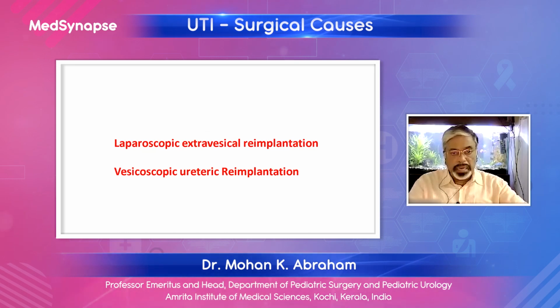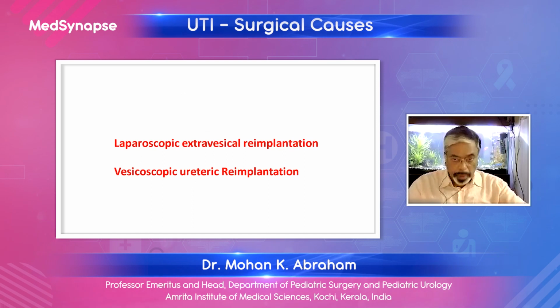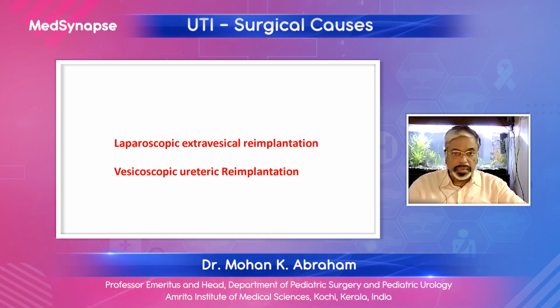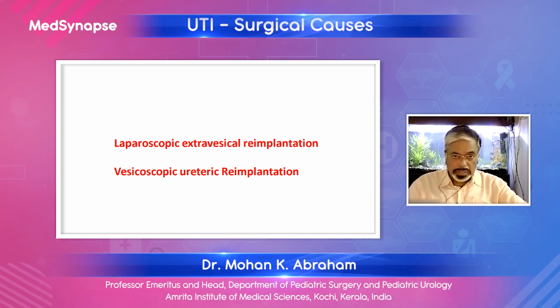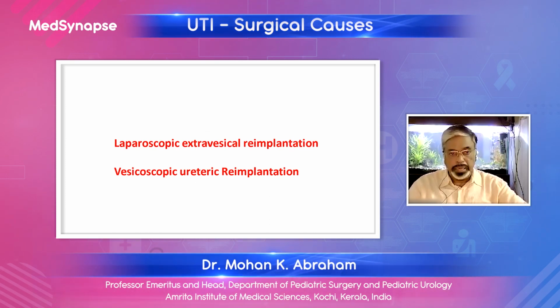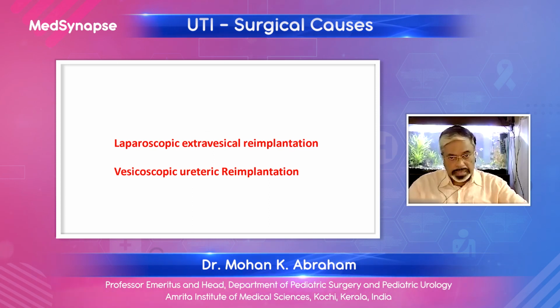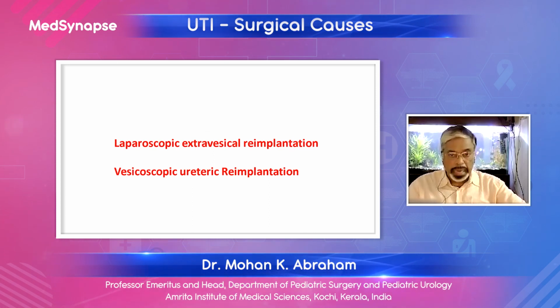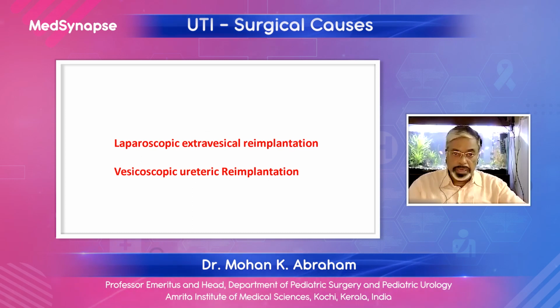Operatively, you can do a laparoscopic extravesical reimplantation. Here, the surgery is done from outside the bladder. You divide the detrusor, make a tunnel, and bury the ureter inside. But the problem here is nerve injury, because the nerve plexus that controls the bladder function is at the vesicoureteric junction. So when you are operating in that area, there's a possibility of creating a neurogenic bladder. So laparoscopic extravesical reimplantation is not recommended for bilateral cases, although people are still doing it in unilateral cases.